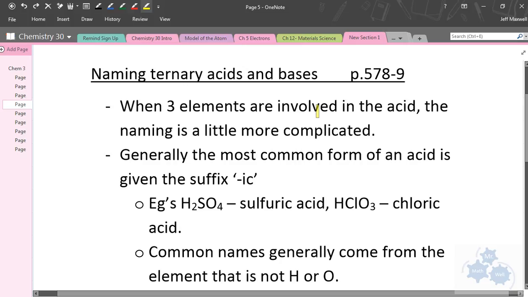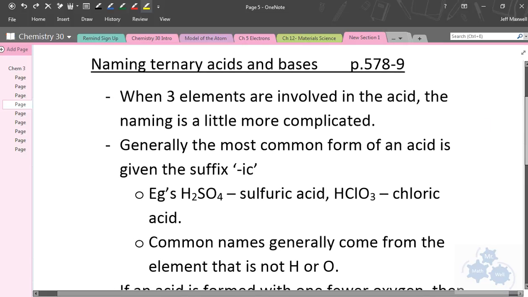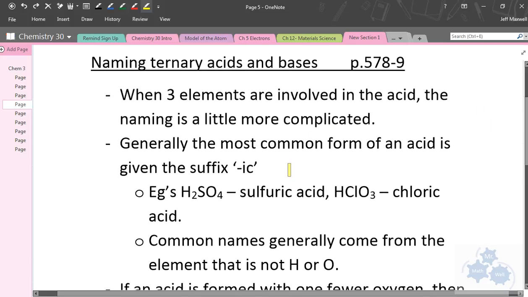Now, if you know as much of this body of knowledge as possible, then it's pretty easy to figure out the name. If you start memorizing now, this will all make more sense. It'll be a little more automatic for you. Generally the most common form, and this is why it's a bit complicated, because how do you know what's the most common form? Well, it's just the one that you see most often, the one that's more readily abundant. The most common form of an acid has a suffix of ic. We are going to have variations of the most common form.